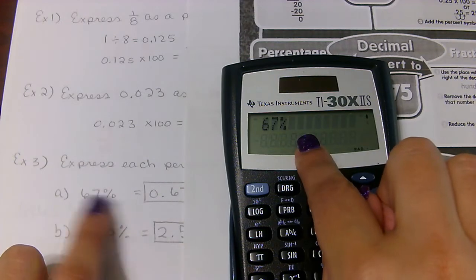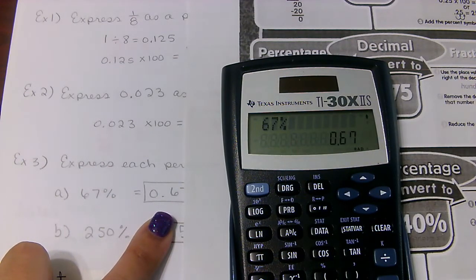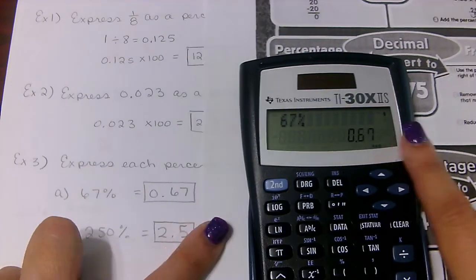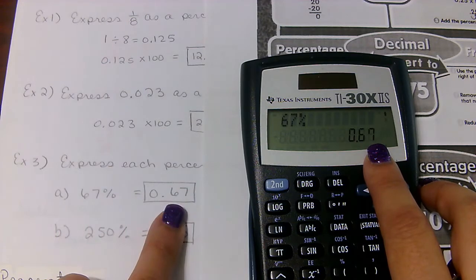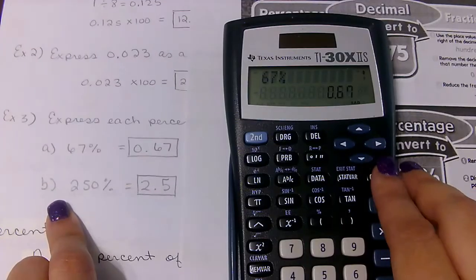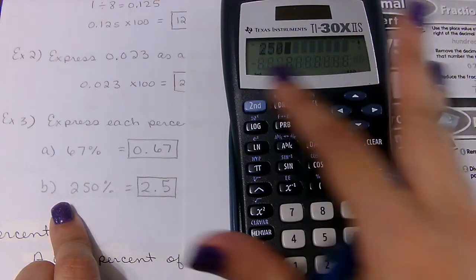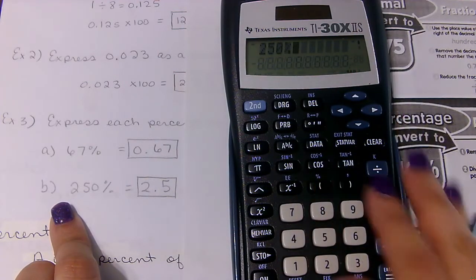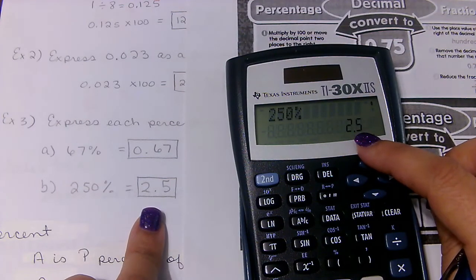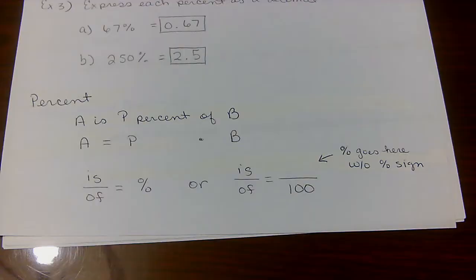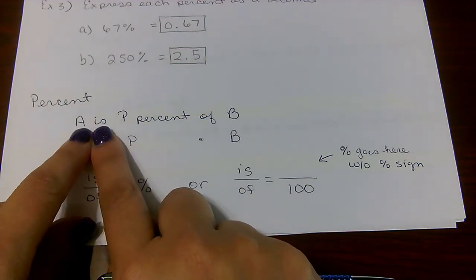Okay, so when you're doing the percent to a decimal, all you have to do is press enter, or the equal sign, and here it will tell you it's 0.67. Okay, so it does it automatically for you. In this particular case here, we have 250, second parentheses, which is located here, and then if you press enter, you can see that gives us a decimal of 2.5. The next part is over percentages, and here's an example.